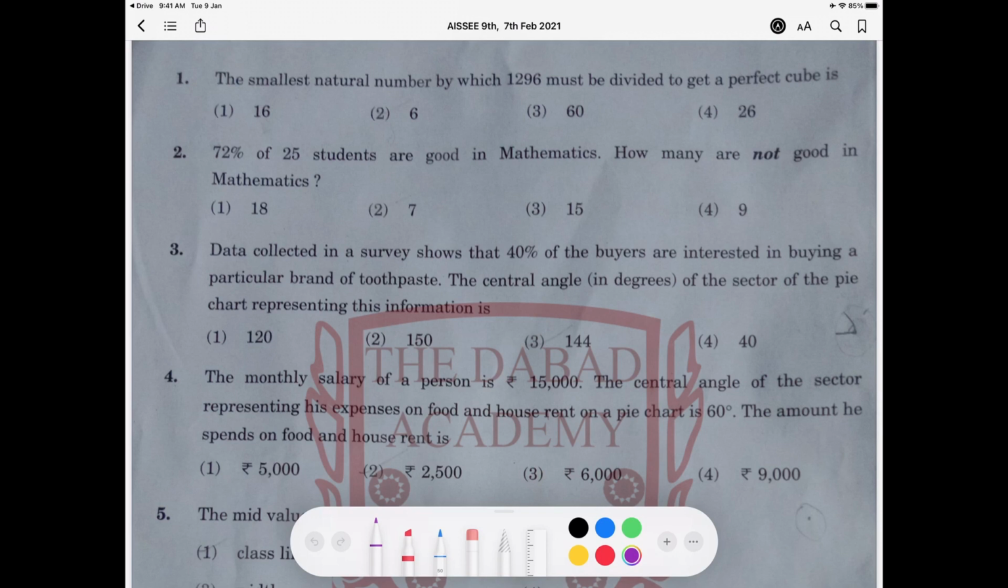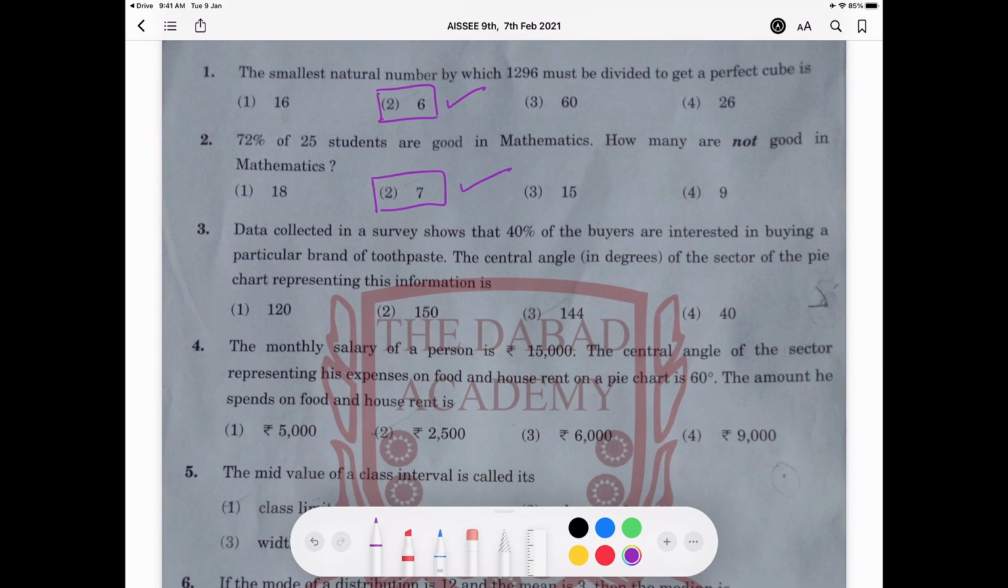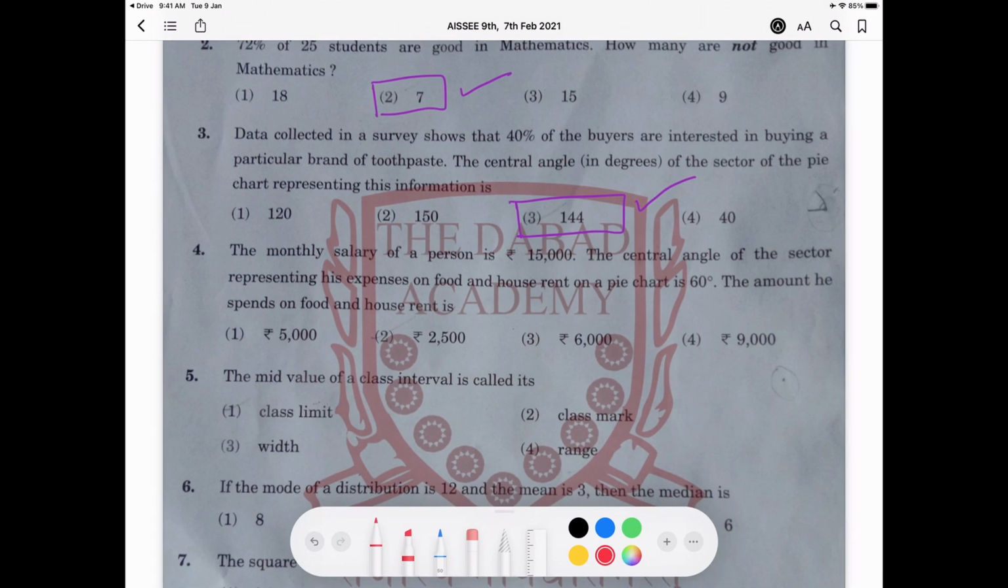Question number 1, the correct answer is 6, option number 2nd. For question 2nd, the correct answer is again 2nd, 7. For question number 3, the correct answer is 144 degrees, which is option number 3. In question number 4, the correct answer is rupees 2500.